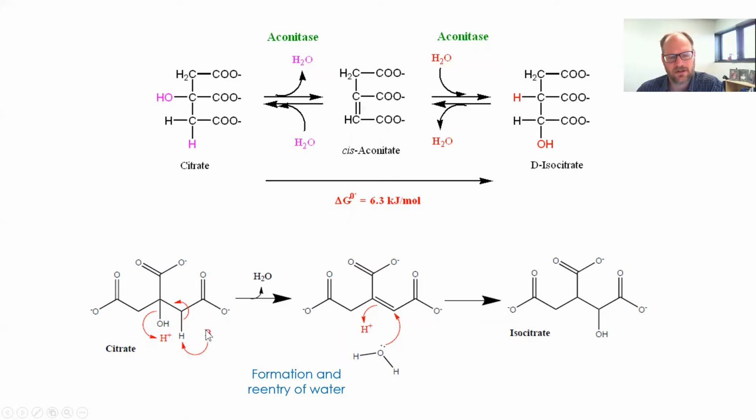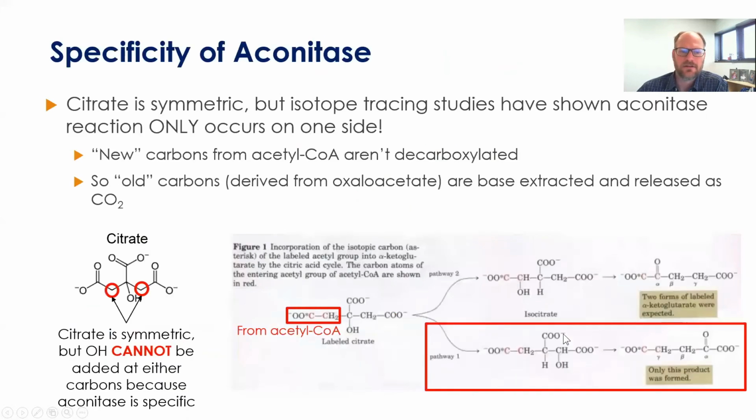The way this works is a base subtracts a proton, ultimately going through this enol intermediate. Then a water can add at the 2 position, ultimately forming this isocitrate. So annoyingly, this molecule is completely symmetric here. It doesn't have a stereocenter, but the isotope labeling data has shown that this isotope, when it goes into this molecule, only ends up in 1 position of alpha-ketoglutarate.